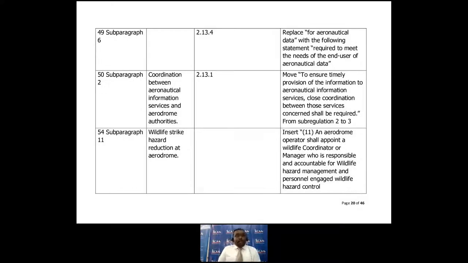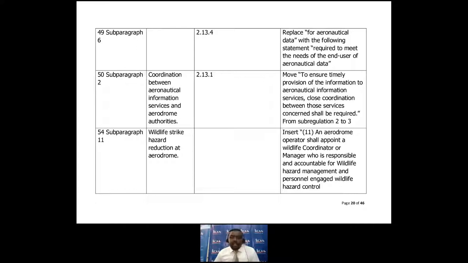Then the same regulation, sub-paragraph 6, replaced the words for aeronautical data with the following statement: that is required to meet the need for end users of aeronautical data.